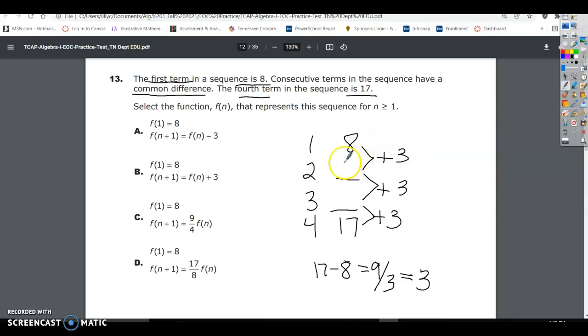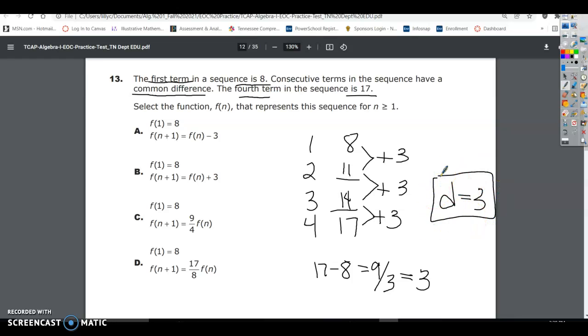8 plus 3 is 11. 11 plus 3 gives me 14. And 14 plus 3 gives me 17. So we can determine that our common difference is 3.